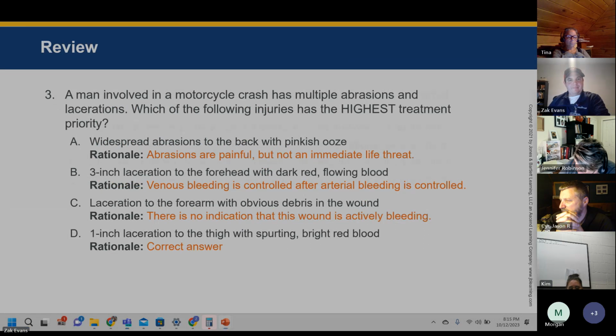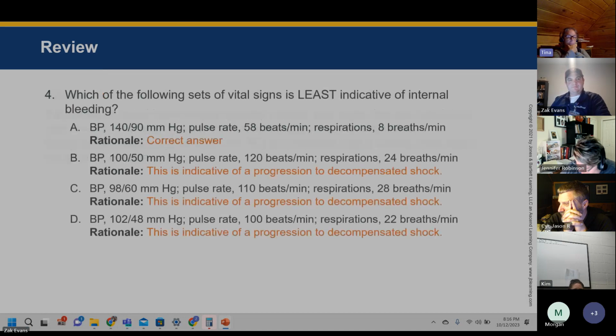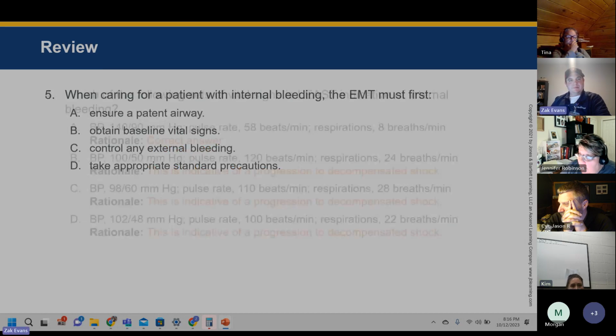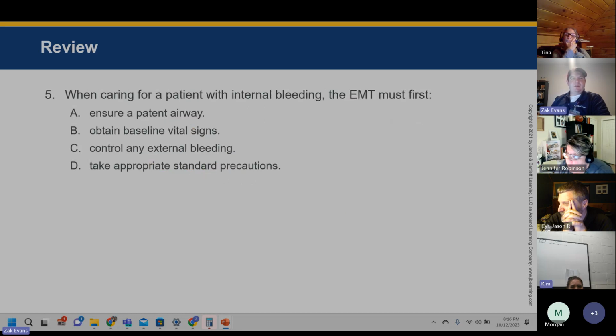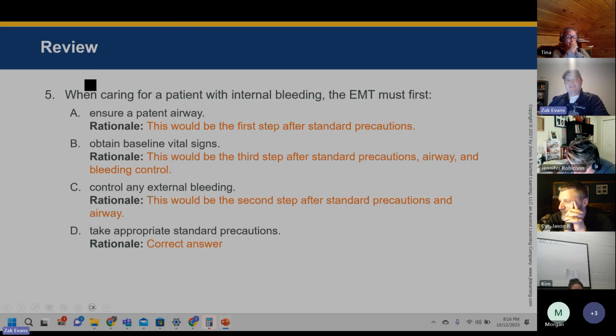All right. Thinking D. Which, when caring for a patient with internal bleeding, the EMT must first... D. Standard precautions. Good job. These are the tricky ones tonight. All right, D. Make sure you got the standard precautions in place.